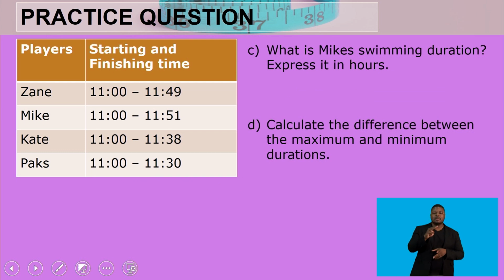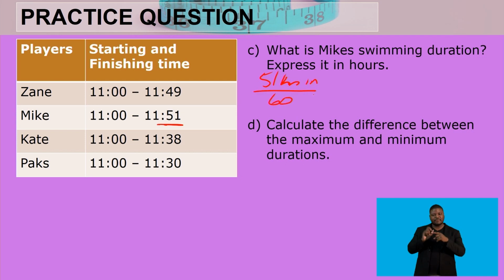What is Mike's swimming duration in hours? Mike is 51 minutes. That is his duration, and they want this in hours. How do we convert from minutes to hours? From minutes to hours, it's from small to big, so you divide by 60. You say 51 divided by 60. What do you get? We get 0.85, sorry, it's hours. 0.85 hours. This indicates that it did not even take an hour to finish this swimming.